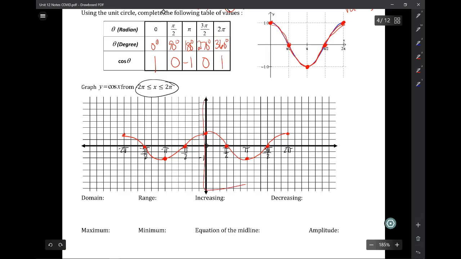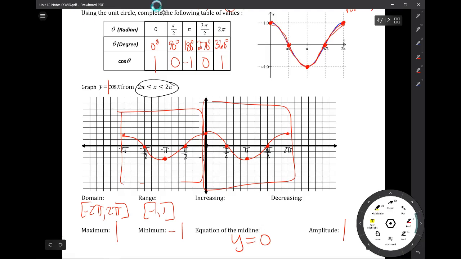This is one full cosine curve. This is another full cosine curve. This has an amplitude of 1. We just learned that. That is an amplitude of 1. It is hovering around our midline of y equals 0. It has a maximum of 1, a minimum of -1. Our domain is from -2 pi to 2 pi. Our range is from -1 to 1.